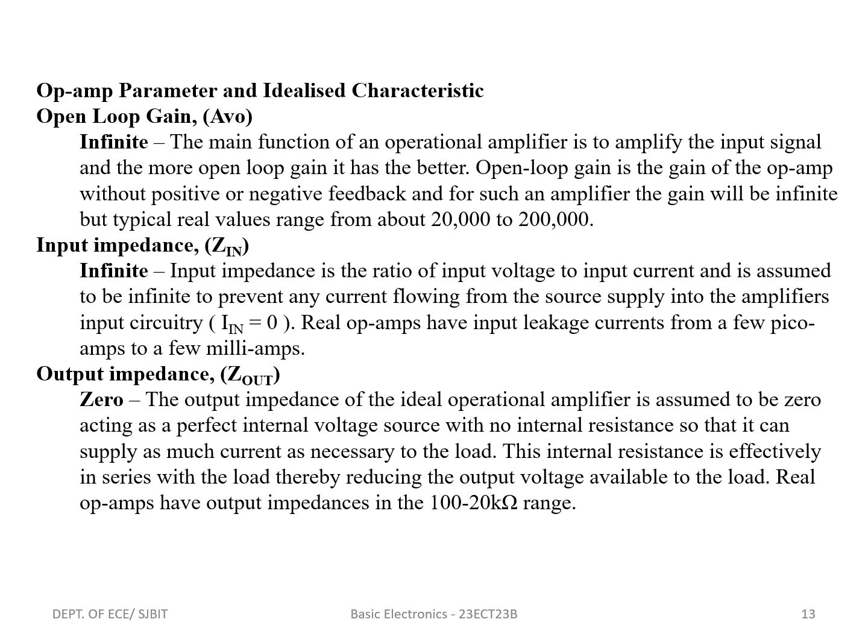Next, output impedance, which is denoted by Zout. Here the output impedance of the ideal operational amplifier is assumed to be zero, acting as a perfect internal voltage source with no internal resistance, so that it can supply as much current as necessary to the load. This internal resistance is effectively in series with the load, thereby reducing the output voltage available to the load. Real op-amps have output impedances in the 100 to 20 kilo ohm range.